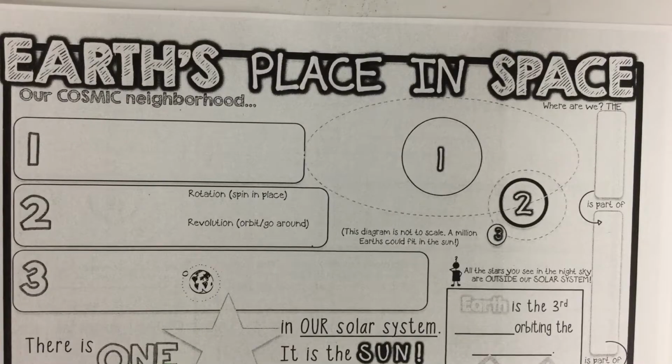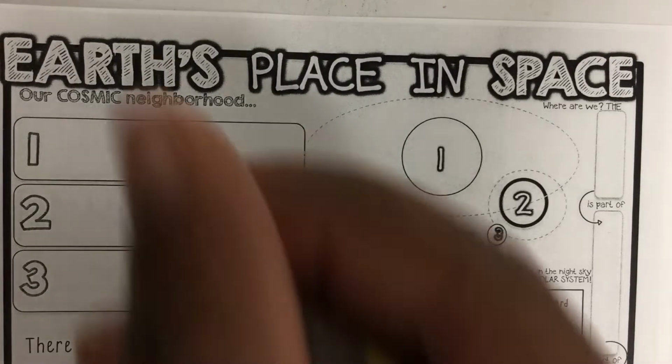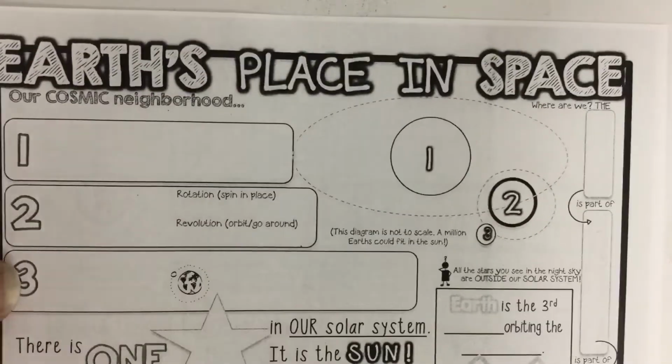These are our Earth and space notes. Remember, write everything that I write down. There will not be a summary after this page. So let's just get started. First thing, our cosmic neighborhood.